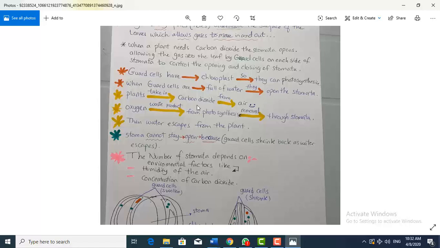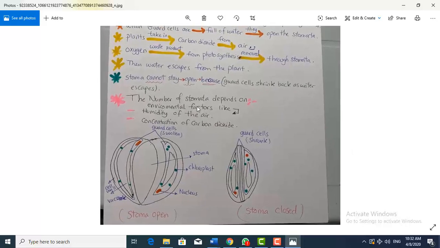The plants take in carbon dioxide from the air, and oxygen, which is a waste product from photosynthesis, is removed through the stomata. We said previously that plants take in carbon dioxide in addition to water to make glucose and oxygen. So oxygen here is a waste product from photosynthesis and is removed through the stomata. Then the water escapes from the plant. The stomata cannot stay open. Why? Because when the guard cells shrink, they go back and the water escapes.